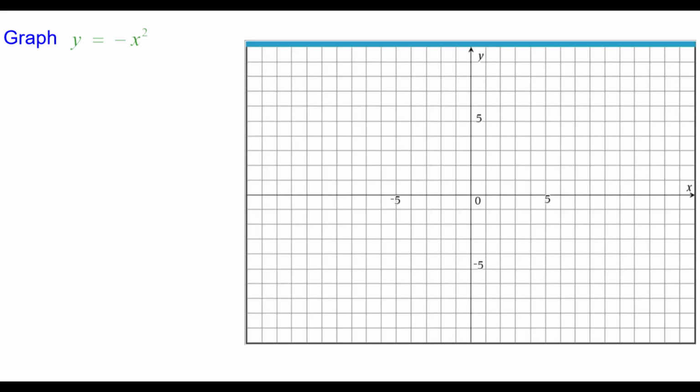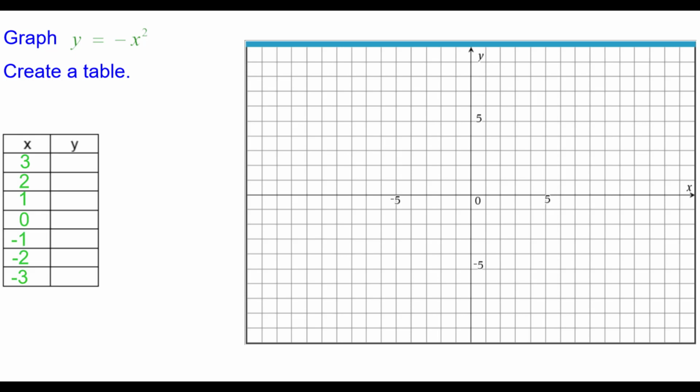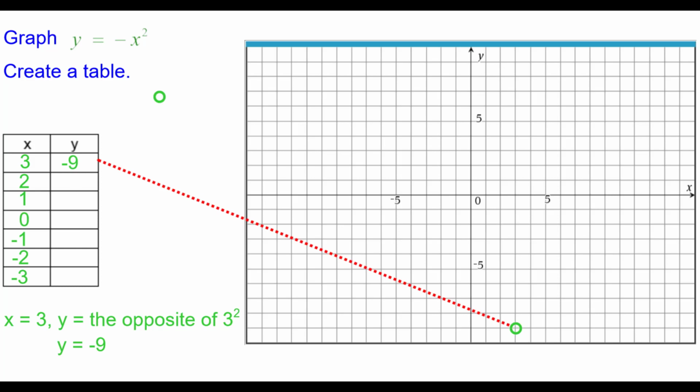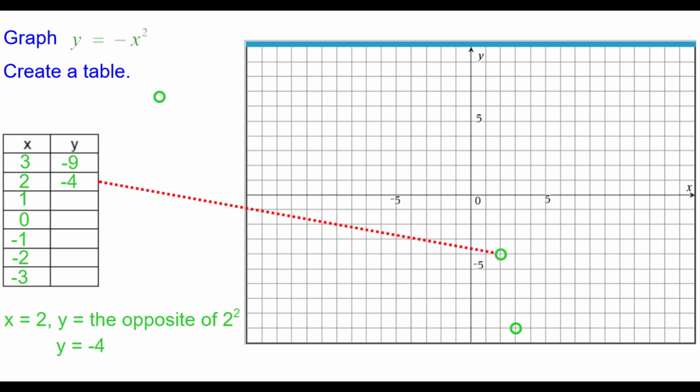Okay, let's go back now. To do this, we're going to create a table. We'll use these 7 values for x. According to our equation, y is the opposite of whatever x is squared. So the opposite of 3 squared is going to be negative 9. So we'll plot 3 comma negative 9. When x is 2, it's the opposite of 2 squared, which is negative 4. We'll plot 2, negative 4. So go ahead and finish this table and plot the points. Press pause to do so, and then resume when you're ready.